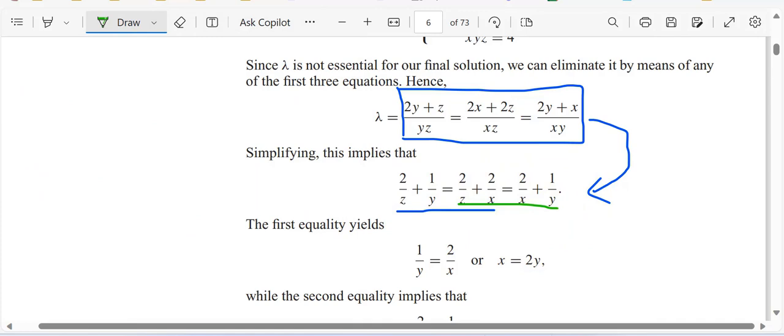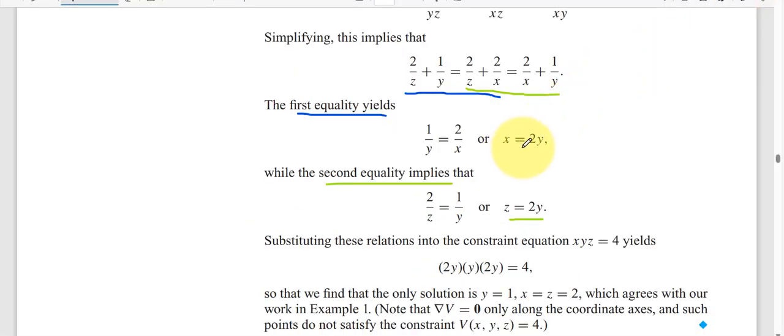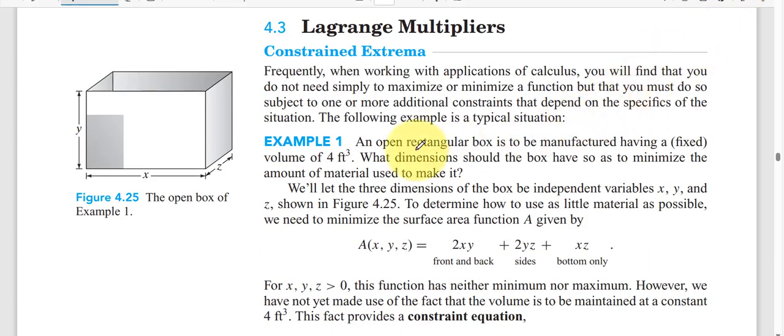We have 2 equations. She says the first equation gives us this, which means this. So we get this for the first equation, and the second one gives us this. Now we have x in terms of y and z in terms of y. We can go back to here and have everything in terms of y, and then we can solve for y. She says that the work agrees with the way they did it in example 1, where they didn't make use of the concept of Lagrange multipliers. They just did it by hand, so to speak.